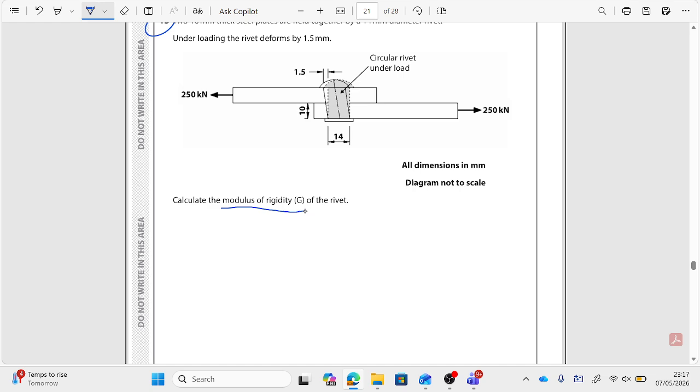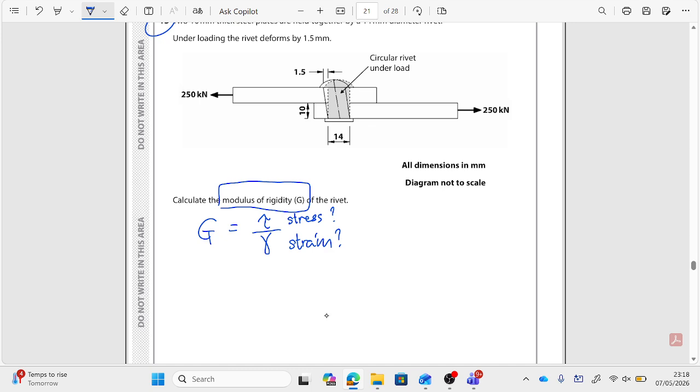If you look at the formula sheets, you will find that the modulus of rigidity, G, is shear stress over shear strain. So G is equal to shear stress, which is tau, over, well, I think it's a gamma. That's shear stress, and this is shear strain. So what we need to do is find shear stress and shear strain one by one.